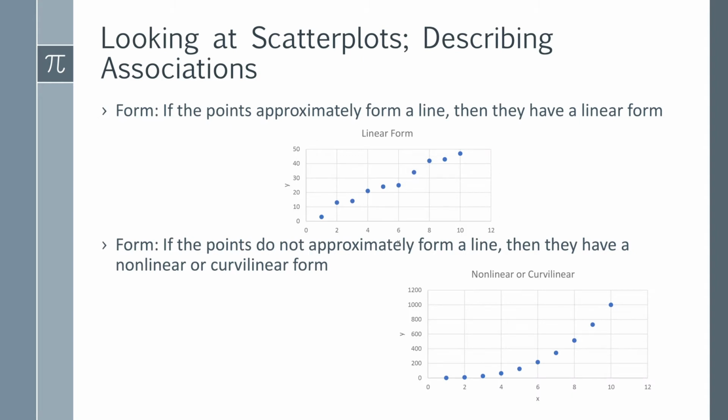So when the points approximately form a line, then they're said to have a linear form. So this top graph shows an approximate line, so those data points would have a linear relationship. The bottom graph shows a nonlinear relationship, so the points do not approximately form a line, and that's referred to as nonlinear or curvilinear.